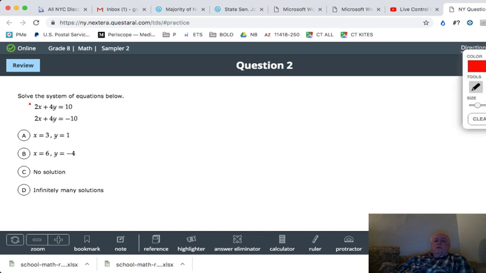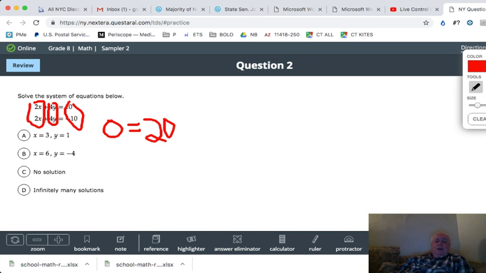What we're going to get is 2x minus 2x is 0, 4y minus 4y is 0, and then 10 minus a minus 10 is 20. And that ends up saying that we have 0 equals 20. And that makes no sense. So we can't do this.